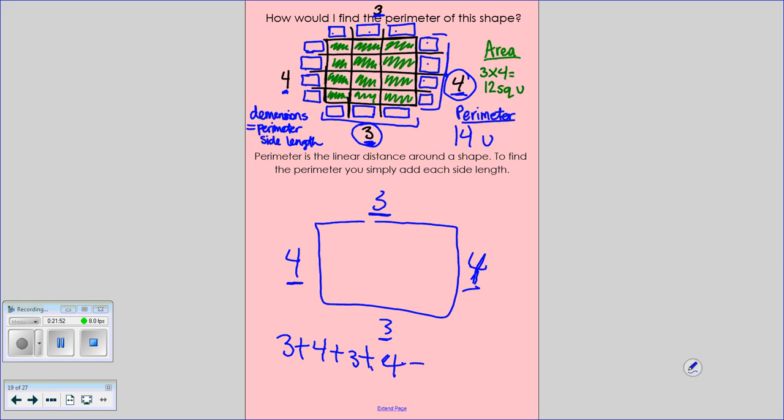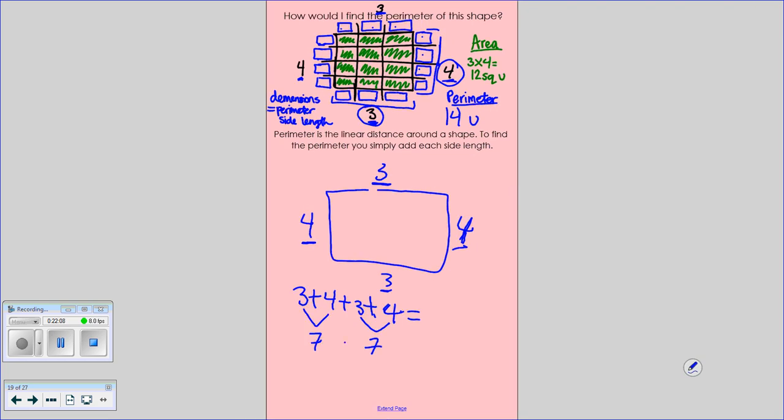No, that's not right. 14. So 3 plus 4 would give me 7. 14. It is not supposed to be 12. It's supposed to be 14. That's our area. That's supposed to be 12. This is where every third grader will get this mixed up. Don't get these mixed up.